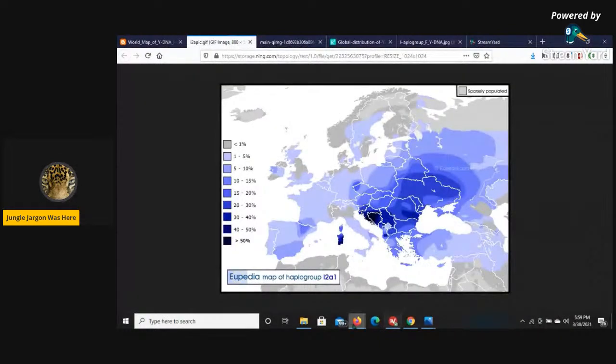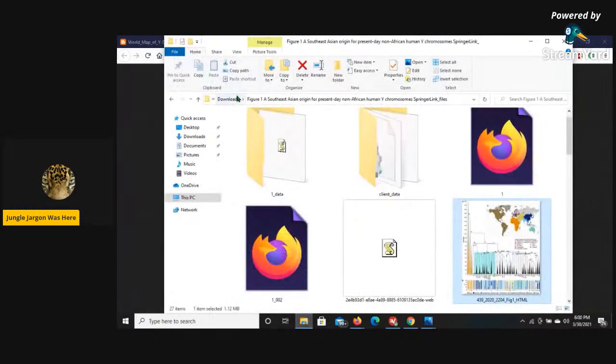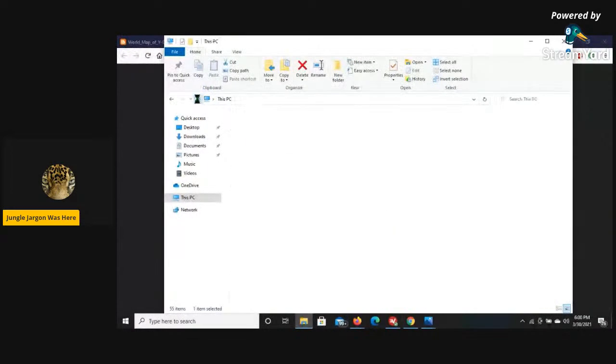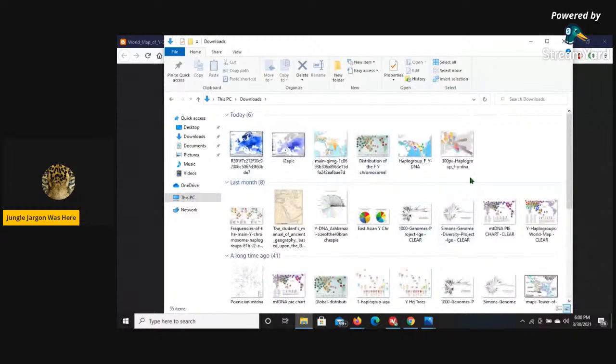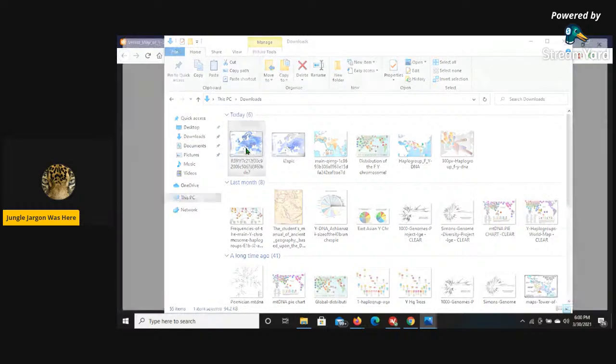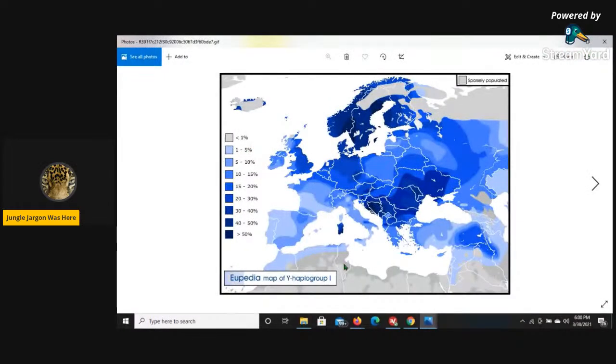Oh, and the I1, I guess I have to go to the origin here. Wait, here it is. Okay, make sure I get it. So this is the I. This includes I2 and I1. So it's the whole kit and caboodle.